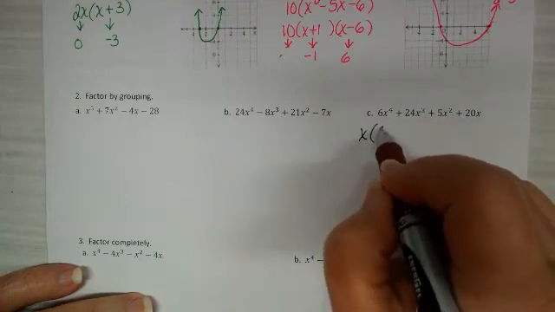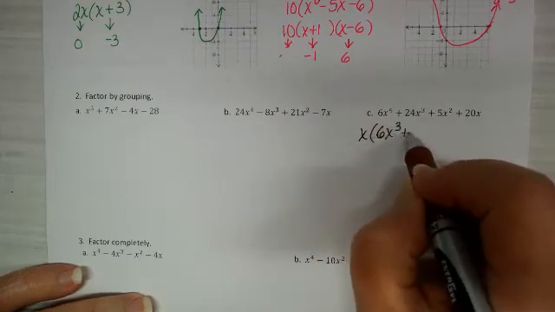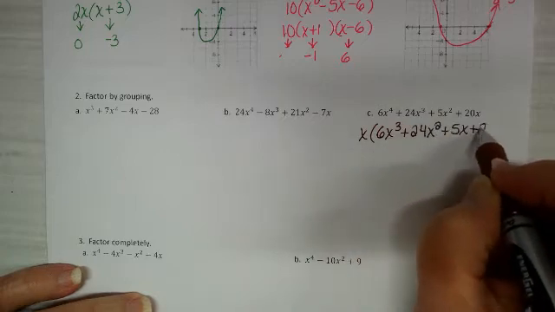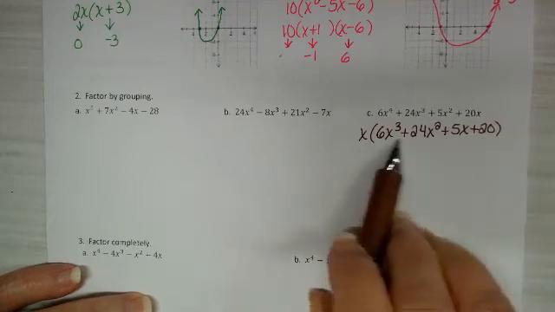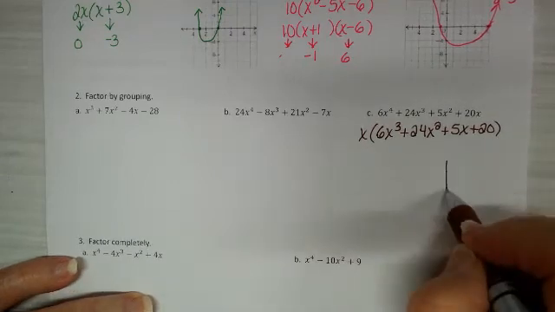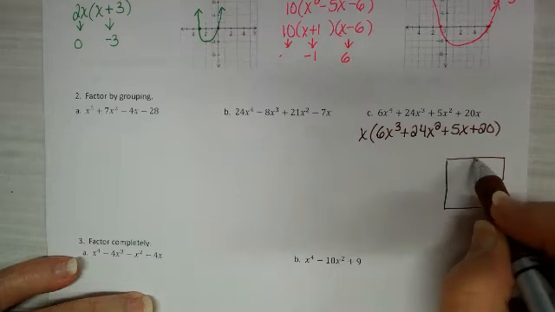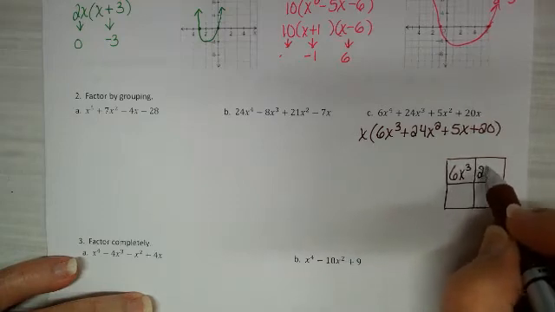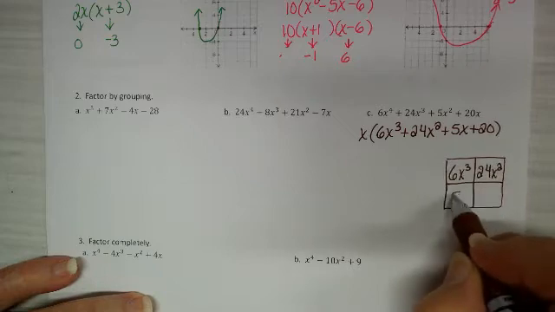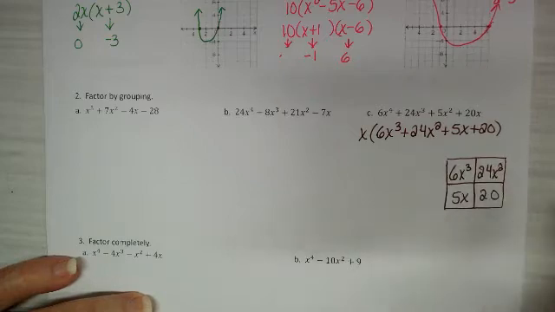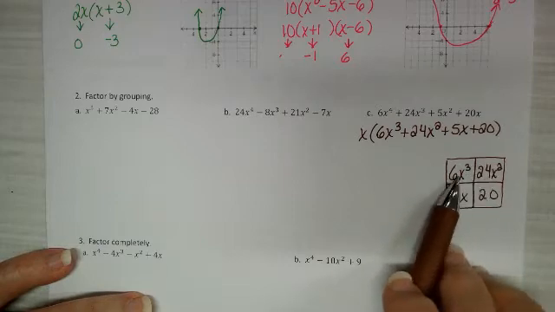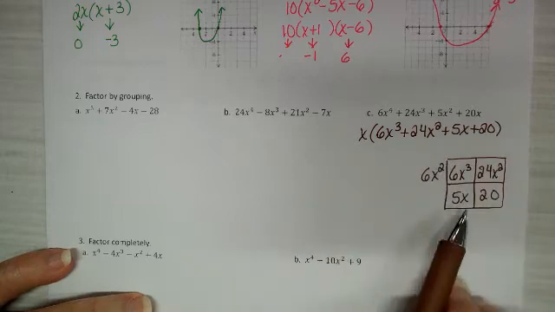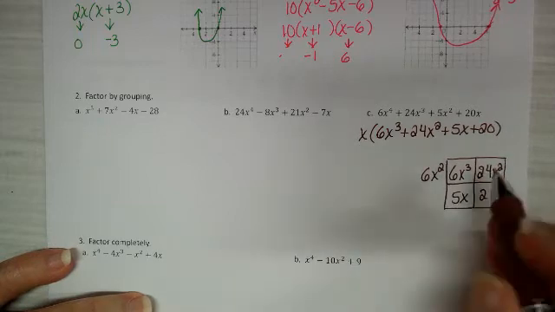So I'm going to take out an x, and that'll leave me with 6x to the third plus 24x squared plus 5x plus 20. Now, these are the numbers I'm going to put in my box now that I've factored out that GCF. So here goes. Let's see what we've got. 6x to the third, 24x squared, 5x, and 20. So what do these two have in common? 6x squared. What do these two, the 5x and the 20, have in common?